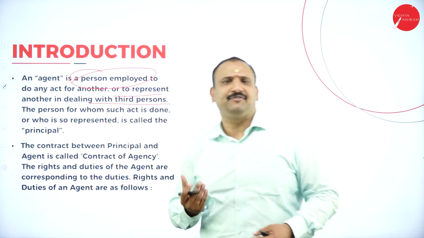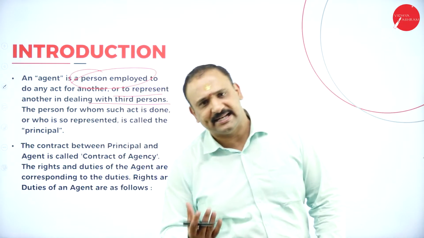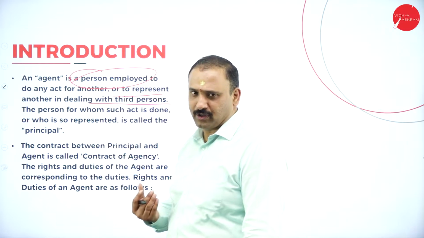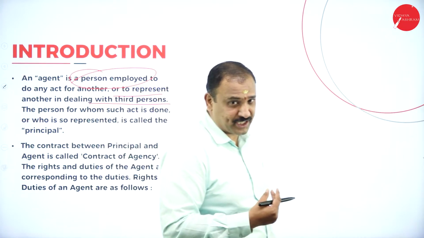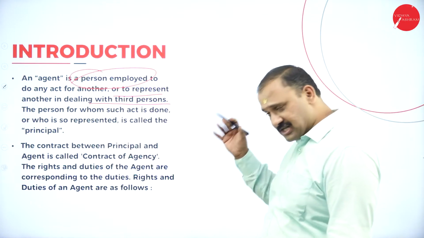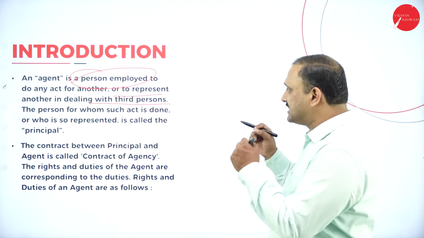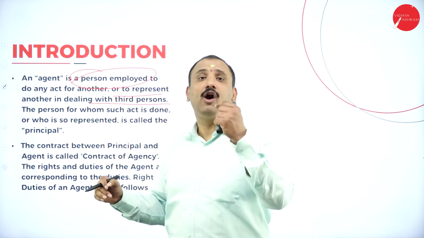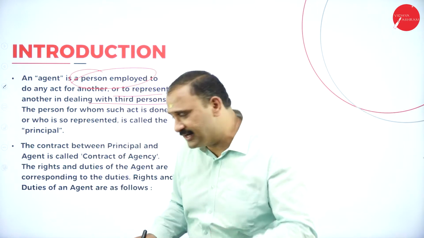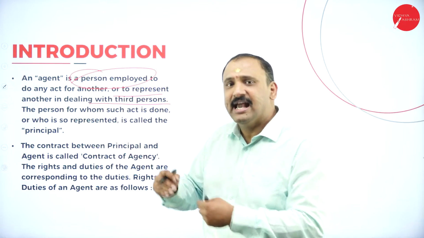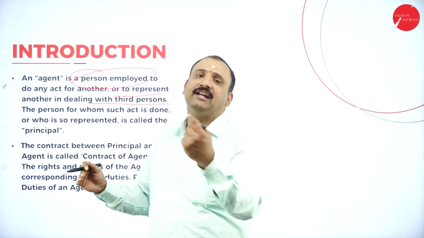So we know there are different types of agents like LIC agents, house broking agents, insurance agents, or automobile brokerage agents. There are several kinds of agents. So what is an agent all about? The agent is a person who is employed to do any act for another, not for himself, for another, or to represent another. So on behalf of me, an agent will represent in one dealing.